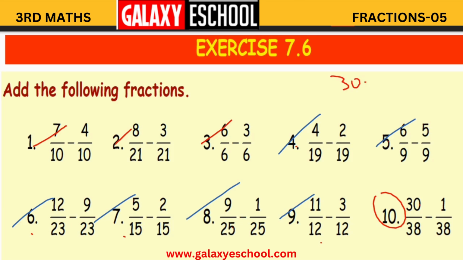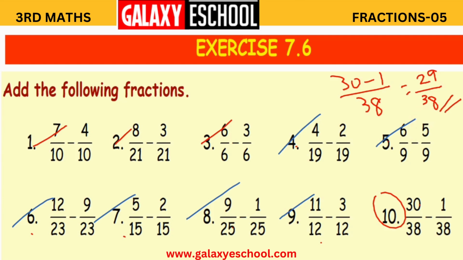Now 30 by 38 minus 1 by 38. 30 minus 1, that is subtracting the numerators, divided by 38, which is our common denominator. 30 minus 1, 29 divided by 38. So 29 divided by 38 is our difference of the given like fractions. Understood children?